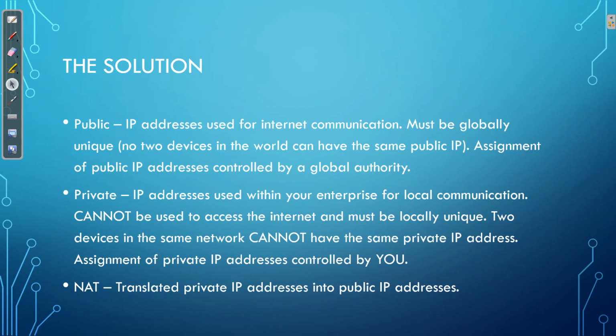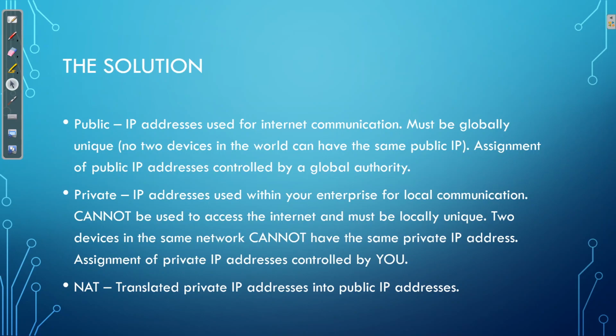However, if I start company X and I assign a device in my company, let's say, the IP address 192.168.1.1, that's a private IP address, then a device in another company, Company Z, could use the exact same IP address. The reason is that those are private networks. As long as nobody else in my enterprise network has the same private IP address as another device, that's fine.